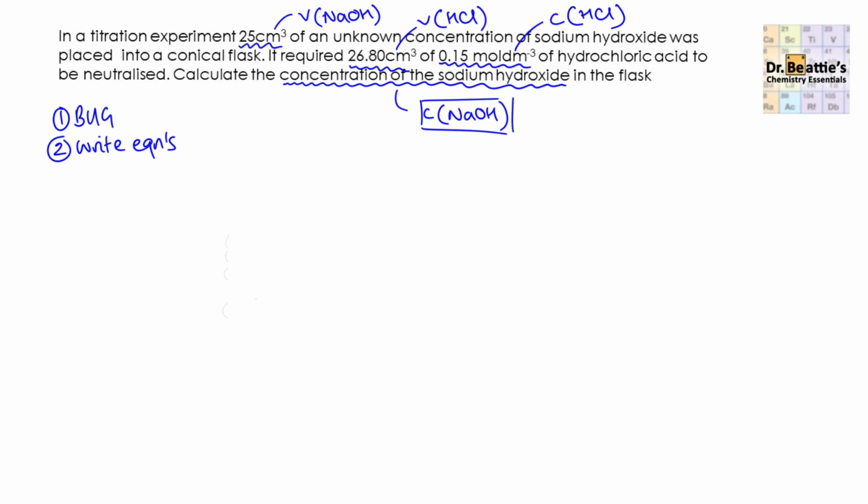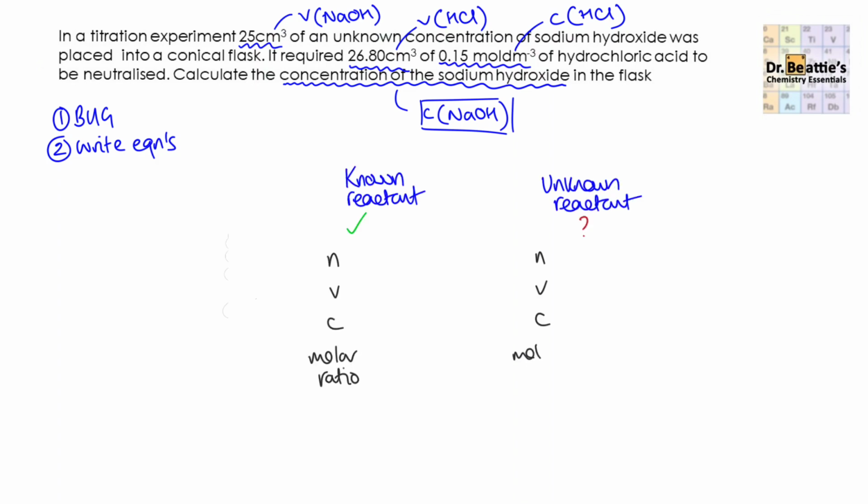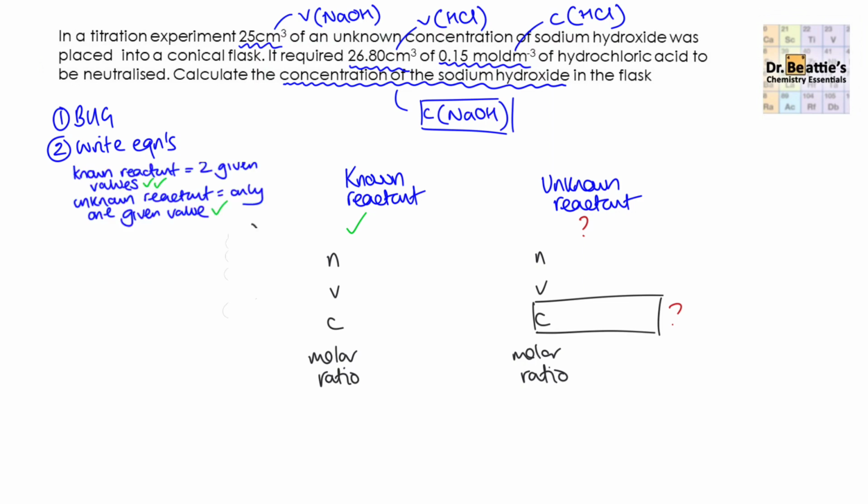The second step is to write the equations, and in terms of a titration question, this is a strategy using the equations. As part of this strategy, we need to identify the known reactant and the unknown reactant. Now, the unknown reactant is always going to be the one that you're trying to work out. It also has only one piece of information given. As you can see here, the one piece of information is just the volume of the sodium hydroxide. So we've identified both of the reactants involved.